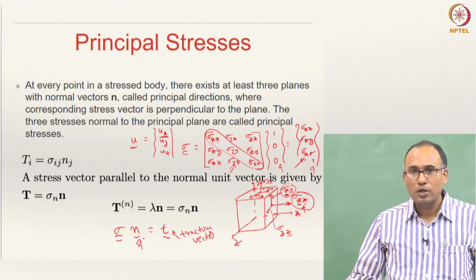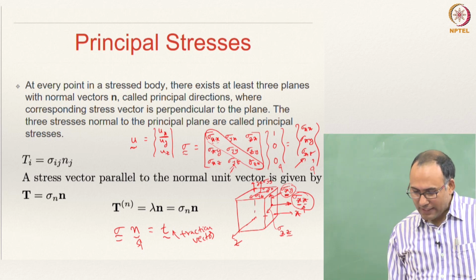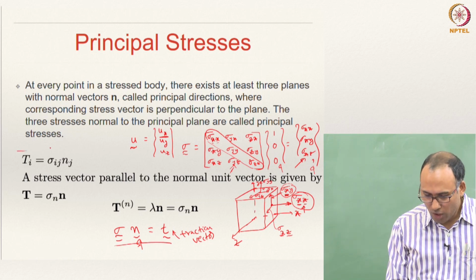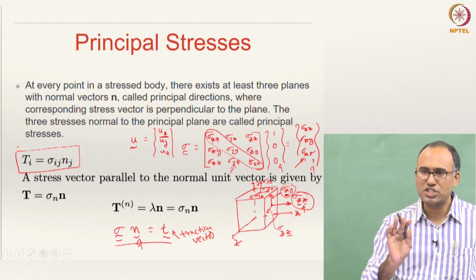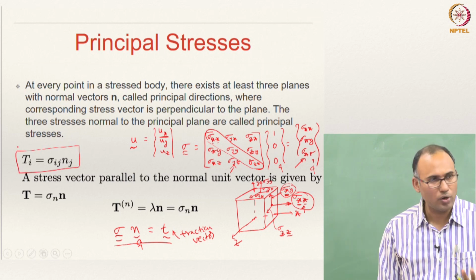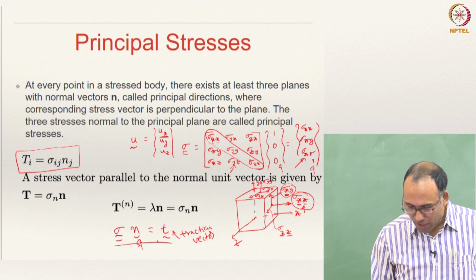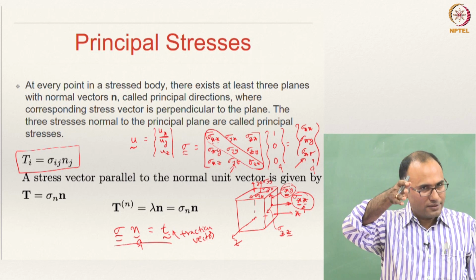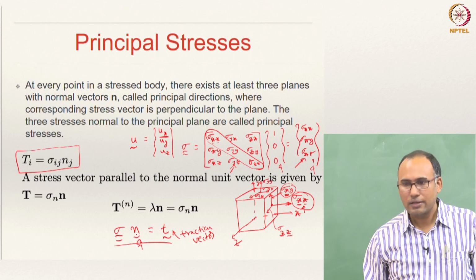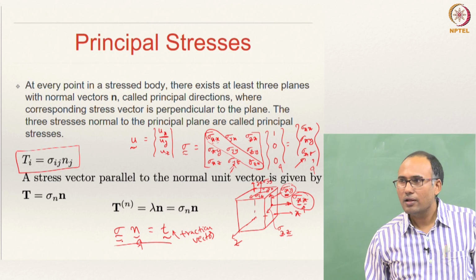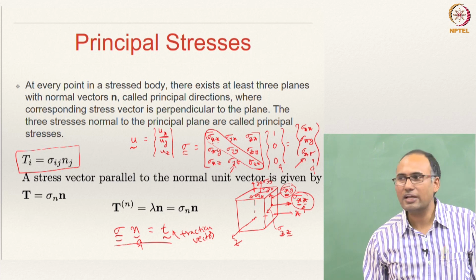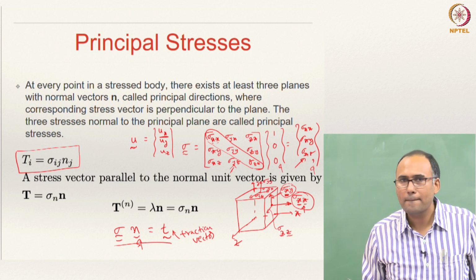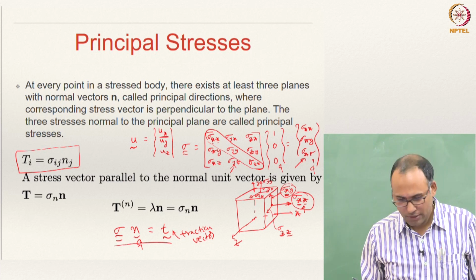So now I can write this. This form of representation is called indicial notation, but don't worry about it. I don't want you to spend time on that. All that I can write is that my traction vector on a plane whose normal is n can be obtained by operating my stress tensor on that normal vector. Is that clear? Is there any ambiguity there? No, right? Good.